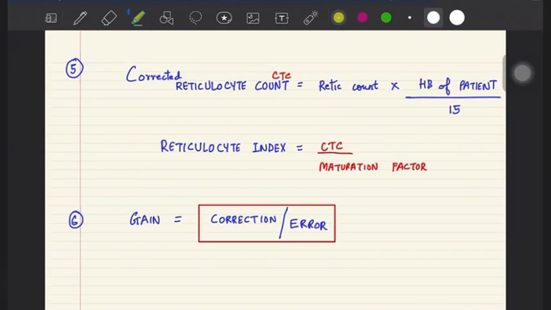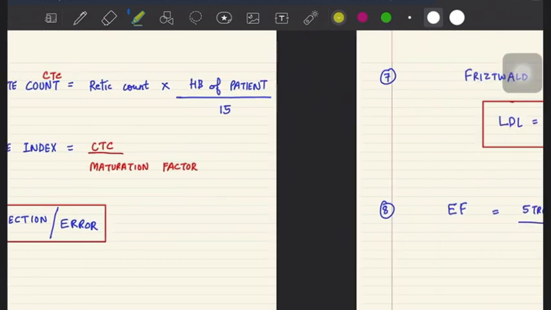The fifth formula is based on your corrected reticulocyte count, which is given as reticulocyte count into the hemoglobin of the patient divided by 15, and your reticulocyte index is your corrected reticulocyte count divided by maturation factor. The sixth formula is based on gain, which is given as correction divided by error.